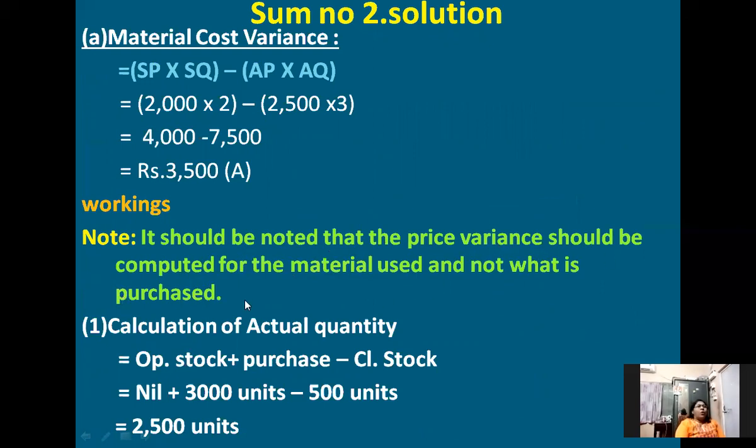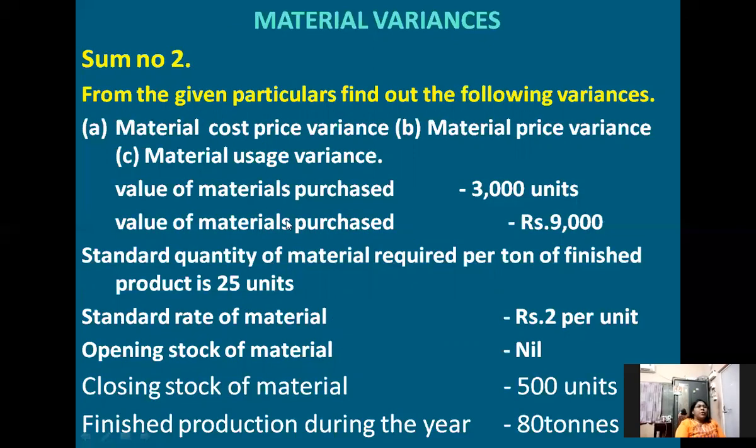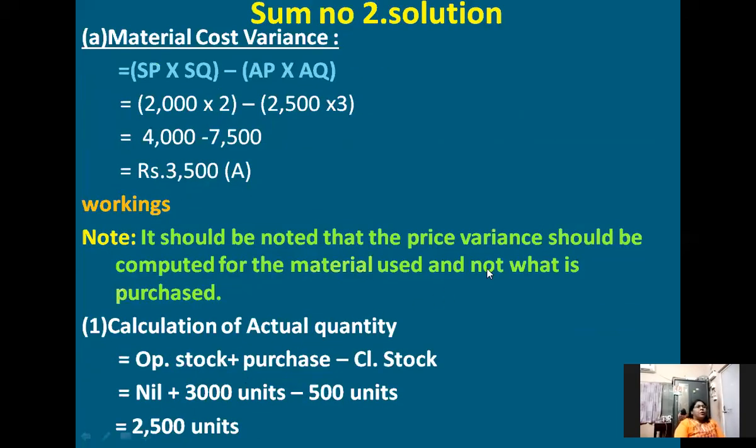Whenever you are calculating the material price variance, you should consider only the used, not the purchase. I highlight this point because we have information about the purchase, so we should not use this information for calculating price variance. We need to calculate the actual quantity used for the production. Now, what calculations do we need to do to calculate the material cost variance? We need to calculate the standard quantity and the actual quantity. Now look at the workings.